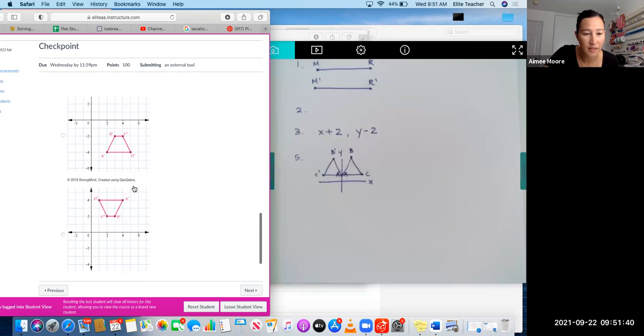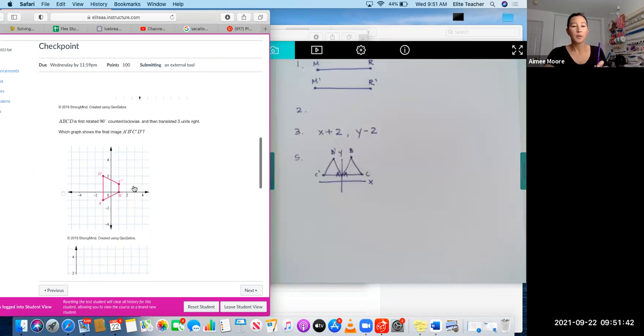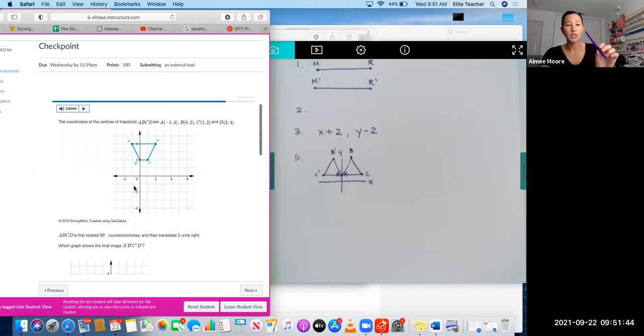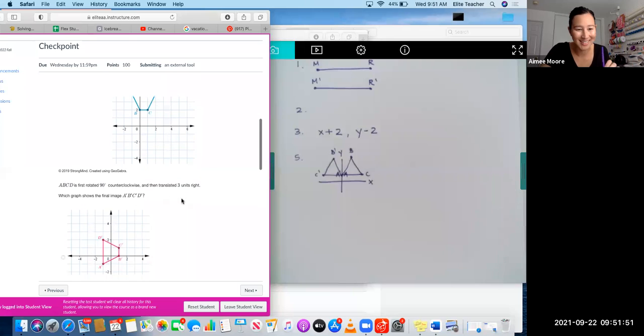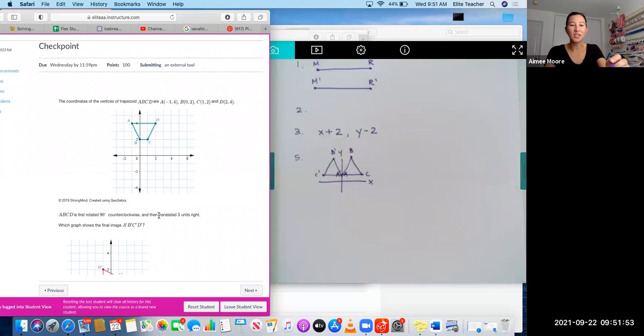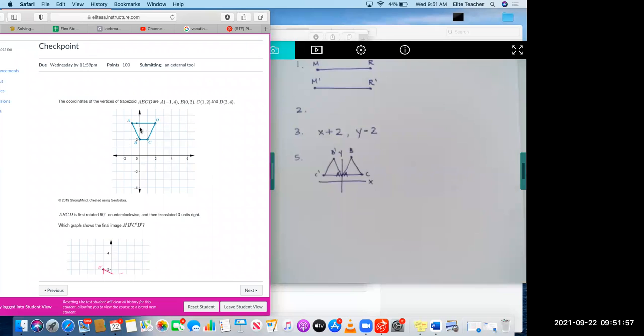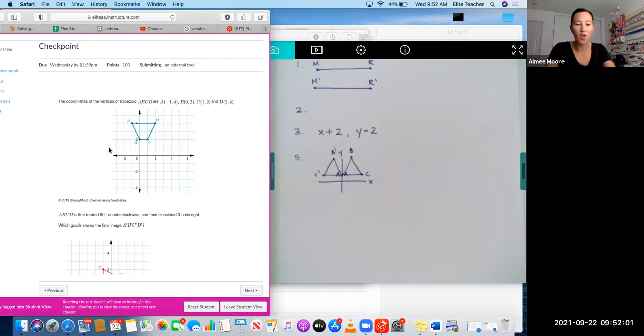And we all have different answer choices. So if it's rotating, if it's turning, a rotation turn. Yes, Sarah, you're correct. It's going to be turning this way, so it's counterclockwise, just 90 degrees. So we know it's going to be somewhere over here. And then it's translated 3 units to the right.